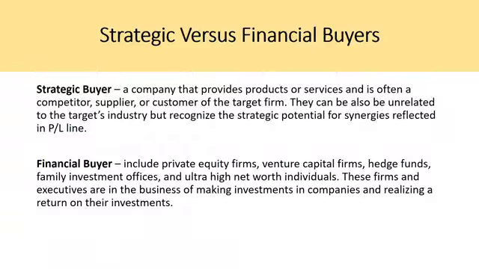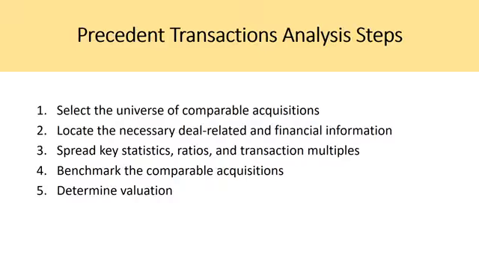The financial buyer includes private equity firms, venture capital firms, hedge funds, family investment offices, and ultra-high net worth individuals. These firms and executives are in the business of making investments in companies and realizing a return on their investments. So overall, their motivations and their objectives in the short to long term are very different. And so you need to understand and define when you're looking at precedent transactions, was it a strategic buyer or a financial buyer?